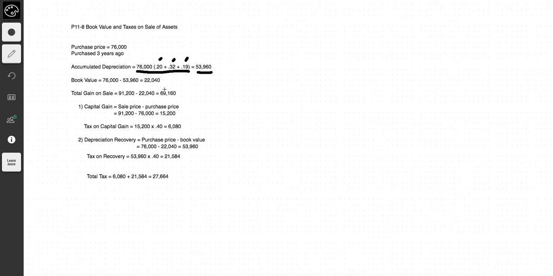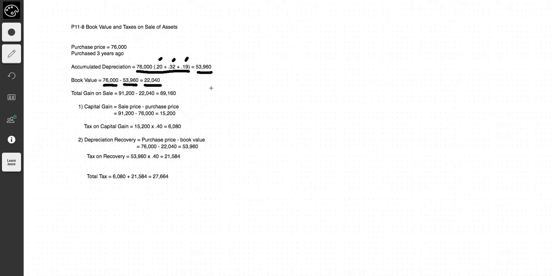And we use that to then in turn calculate our book value. So our book value is, again, the original purchase price, $76,000, minus the accumulated depreciation, and that gives us a book value of $22,040. So really the next step from here is to calculate our total gain.